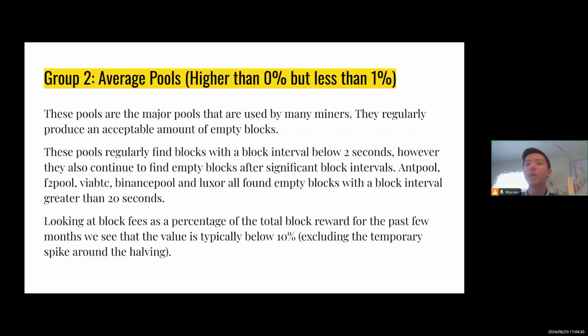Then we have the average pools. These pools are the major pools that are used by many miners. They regularly produce an acceptable amount of empty blocks. These pools regularly find blocks with a block interval below 2 seconds. However, they also continue to find empty blocks after a significant block interval. Mpool, F2 Pool via BTC, Binance Pool, and Luxor all found empty blocks with a block interval greater than 20 seconds. Looking at block fees as a percentage of the total block reward for the past few months, we see that the value is typically below 10%, excluding the temporary spike around the halving.